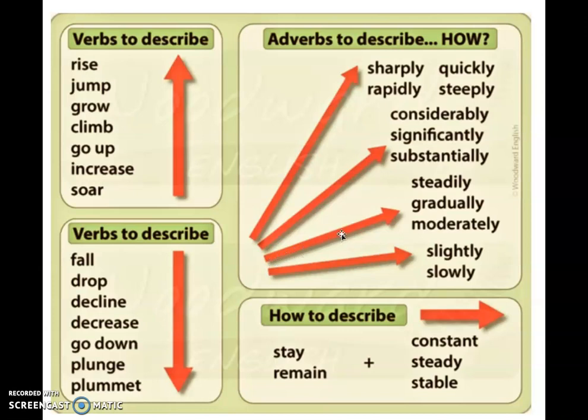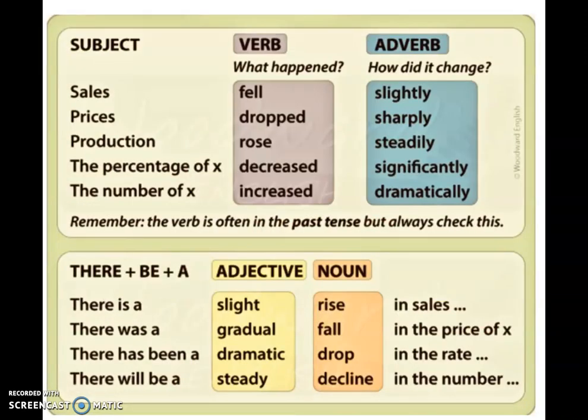Maybe if it's kind of going slowly upwards, steadily, gradually, moderately. And if it's only going upward a little bit, we might say that it's going up slightly or slowly. And then here are words we could use for going down: fall, drop, decline, decrease, go down, plunge, plummet. And if things stay the same, we have remain or stay. You could say stay constant, remain steady, and so forth.